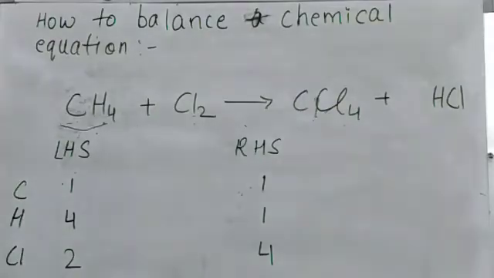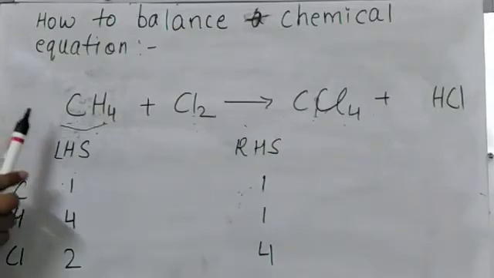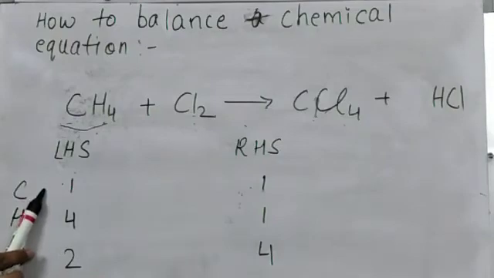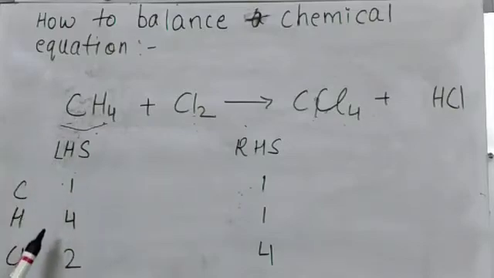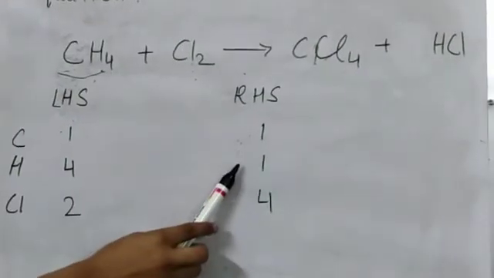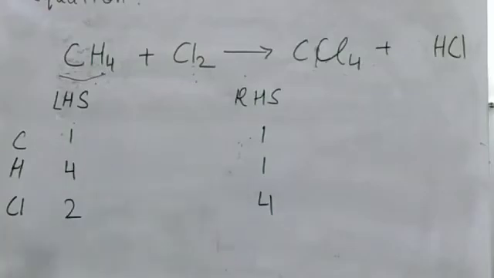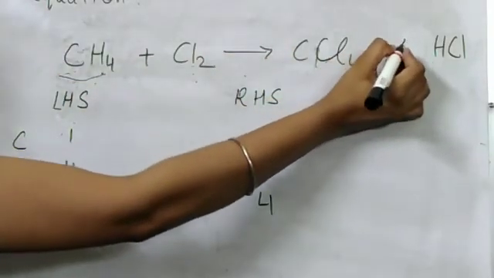To balance the chemical equation, the first step is to count the atoms on each side of the equation. In this chemical equation, there is one carbon atom on both sides, so it is already balanced. So we balance hydrogen atoms next. There are 4 hydrogen atoms on the left hand side and 1 hydrogen atom on the right hand side. So we multiply by 4 in front of HCl.